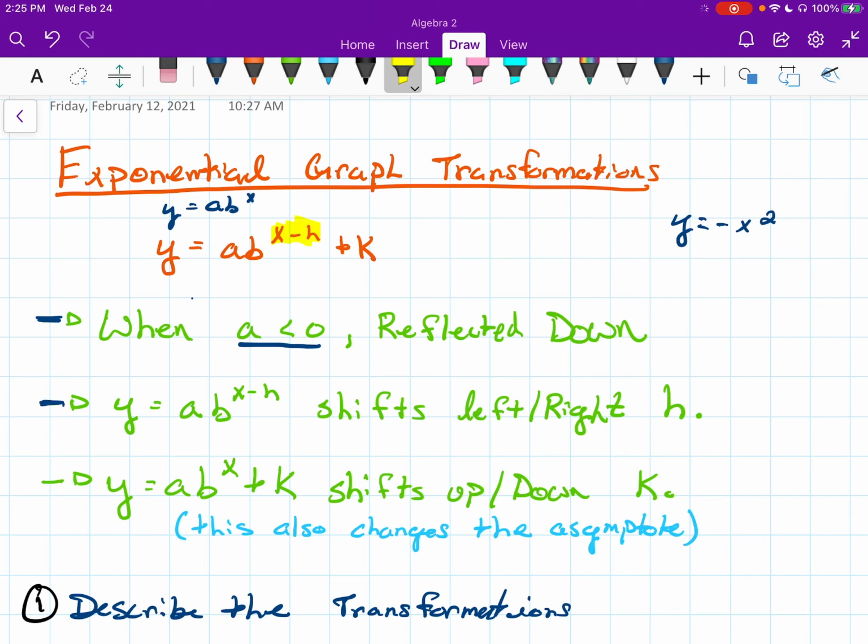This x minus h, it always does the opposite of what you think it should, right? If it's a negative 5, it means it shifted right 5, right? If it's a positive 5 or a positive like 4, if we had something like y equals 2 times 3 to the x plus 3, that would be a shift left by 3 steps, right? Lastly, we have a plain old k at the end that just shifts us up or down. So if you need to copy those down, pause the video, and I'm going to move on.